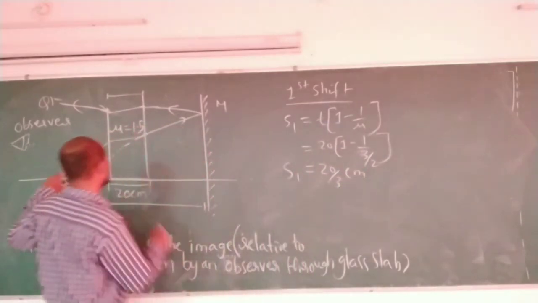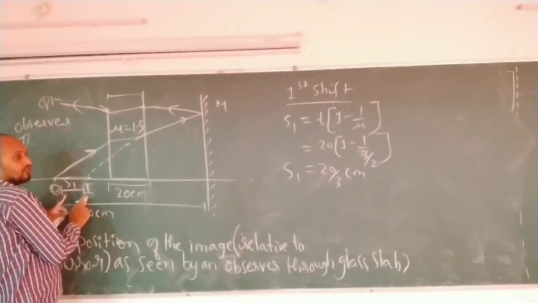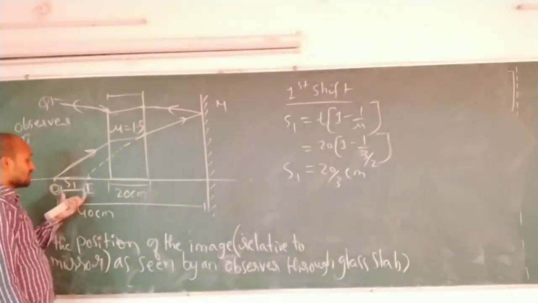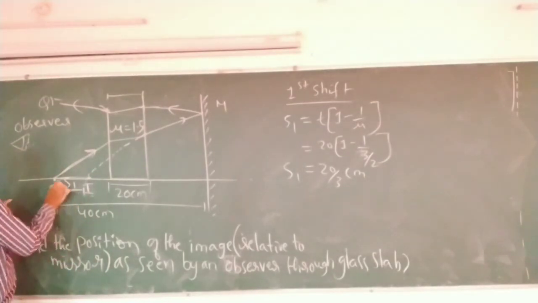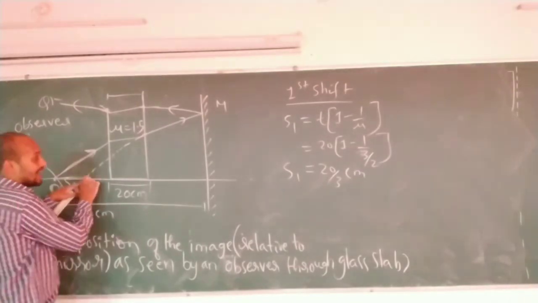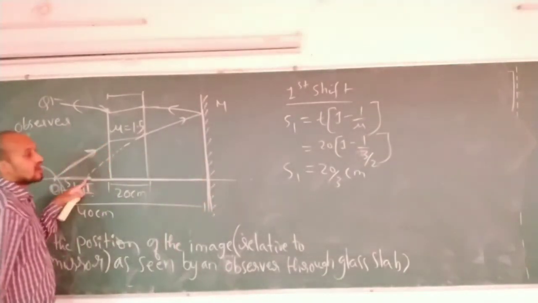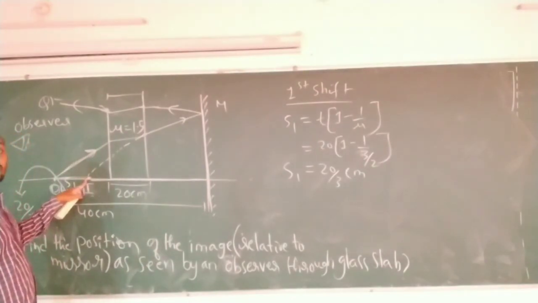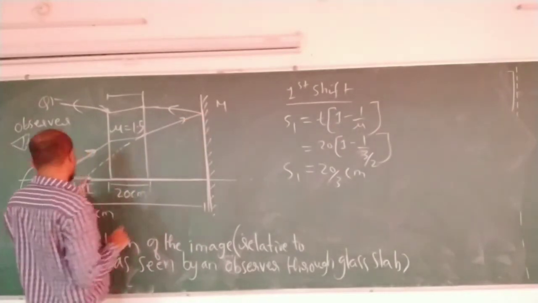So after this light ray from the object passes through this slab, how much shift is it going to make towards this direction? 20 by 3. So this is 20 by 3. Now I will take I as an object to this mirror, not O.